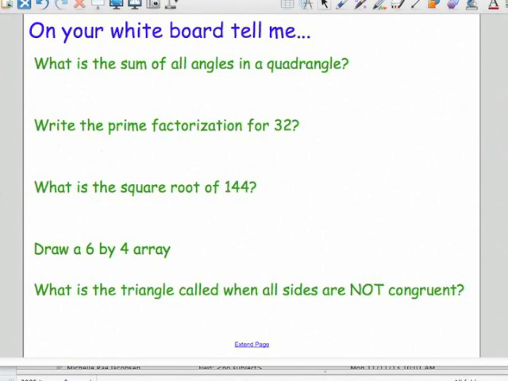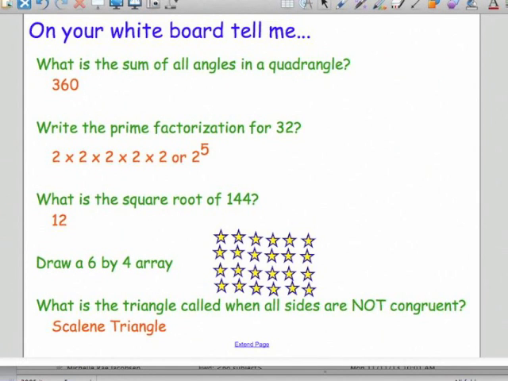Okay, you must be ready to check, so here are your answers. If you have any questions on these, please let us know. Notice this one you can write two different ways. You could do 2 times 2 times 2 times 2 times 2, or 2 to the 5th power. Okay, quadrangle, 360. If you think of a square, you have 90, 90, 90, 90. 9 times 4 is 36. Add a 0. 360.